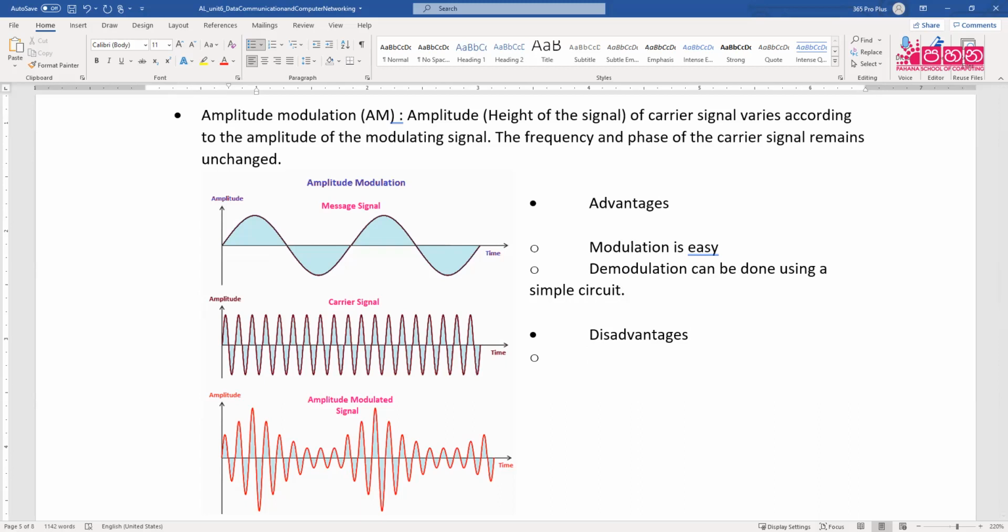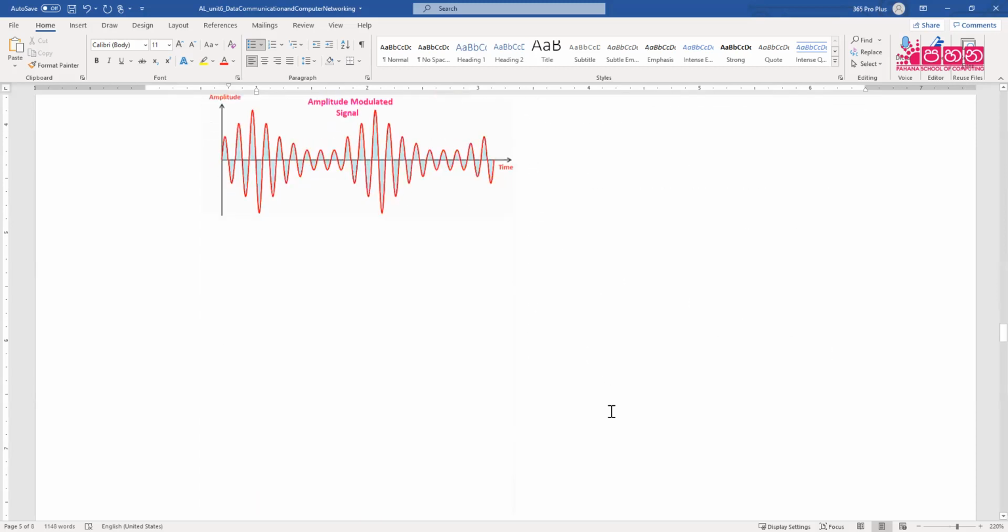The problems: it may be affected by external noises. So sometimes that might be an issue.